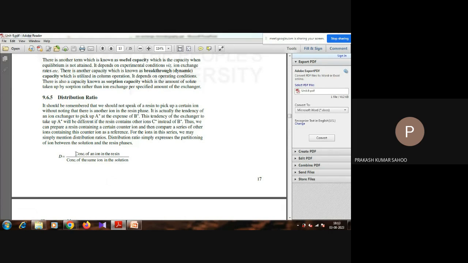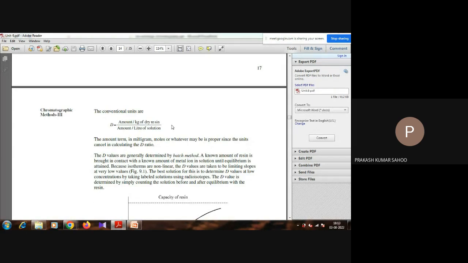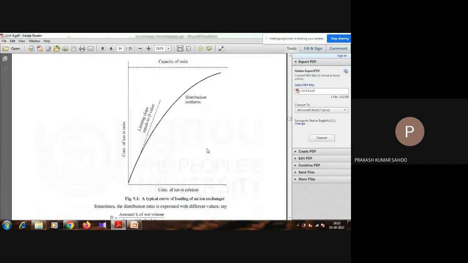That means the concentration of a particular ion in the sample, that is the solution, and the concentration of the same ion present in the resin, this is known as the distribution ratio. So it is the amount per kg of dry resin divided by the amount per liter of the solution. If I plot a graph of concentration of ion in solution versus concentration of ion in resin, we will have this type of plot, which is known as the distribution isotherm, because here the temperature remains constant.